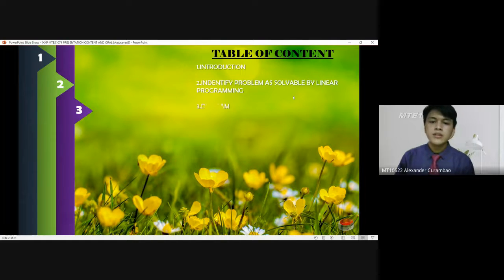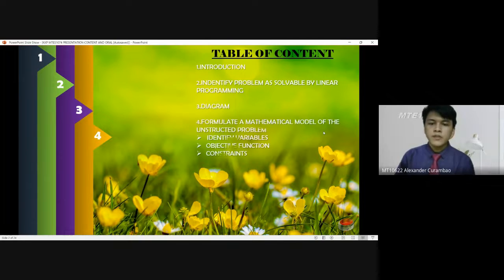The third one is the diagram. A diagram is a visual way to present the problem so that you can get a clear understanding of it. The fourth one is to formulate a mathematical model of the unstructured problem. This unstructured problem is actually the second one. Why do I call it an unstructured problem? Because the problem is not arranged properly or systematically. We cannot see the mathematical model, so we need to take the mathematical model out of the unstructured problem. The mathematical model is divided into three parts: the first one is identifying variables, the second one is the objective function, and the third one is constraints.